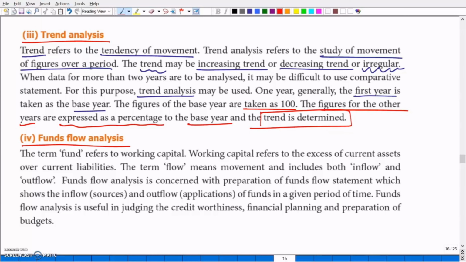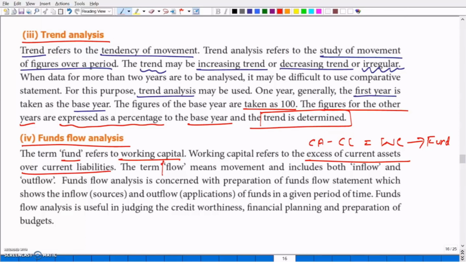Next comes fund flow analysis. Fund flow analysis, when we say fund, we actually mean working capital. And what do we mean by working capital? This is the excess of current asset over current liability. That is, current asset minus current liability we call working capital. And this is also otherwise called fund.